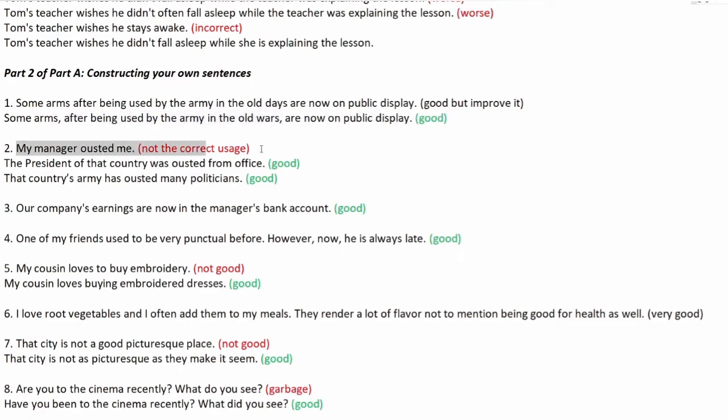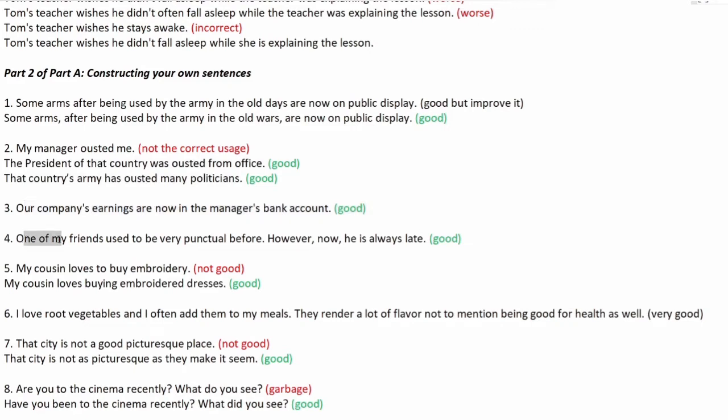Okay, my manager ousted me. It's not the correct usage of oust. So the president of that country, we discussed which country, but I just don't want to put it. So the president of that country was ousted from office. That means he was forcibly removed from office. That country's army has ousted many politicians. So these two are good sentences. Right, we know which country, just don't want to put it. Right, number 3. Our company's earnings are now in the manager's bank account.